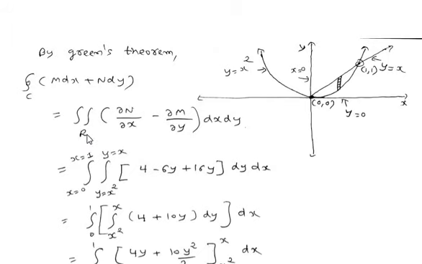Here the given region R is the region bounded by two curves. One is the line y equals x. The line y equals x is nothing but a line passing through the origin, and the other is the parabola y equals x square. So the region bounded by the line y equals x and the parabola y equals x square is this one. Okay. Now replacing del N by del x by 4 minus 6y and del M by del y by minus 16y, minus minus will become plus 16y, and this is dx dy.